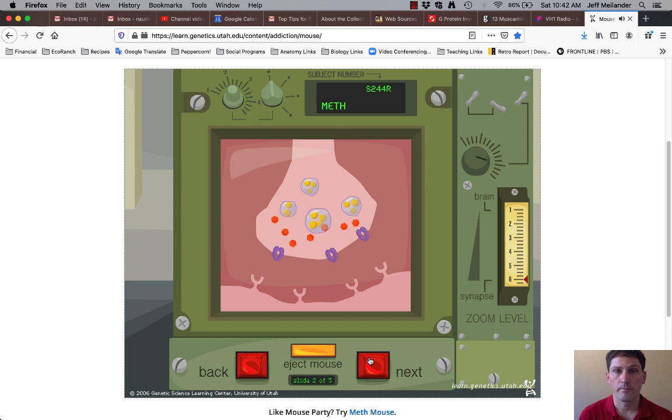Once inside the cell, meth enters the dopamine vesicles, forcing the dopamine molecules out.